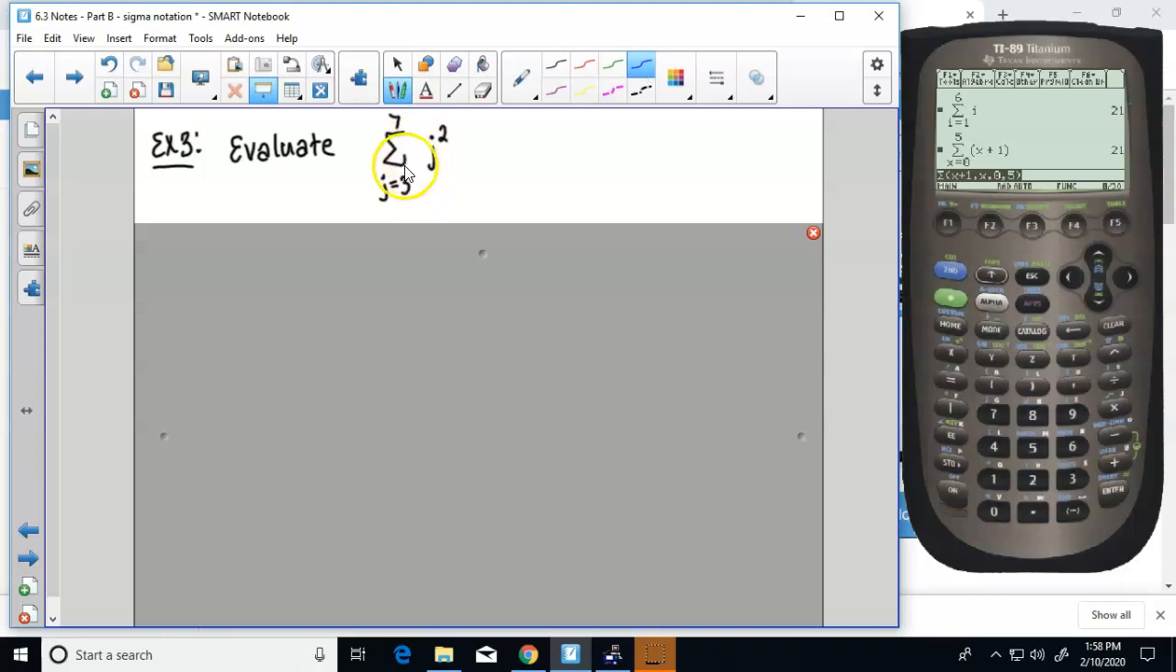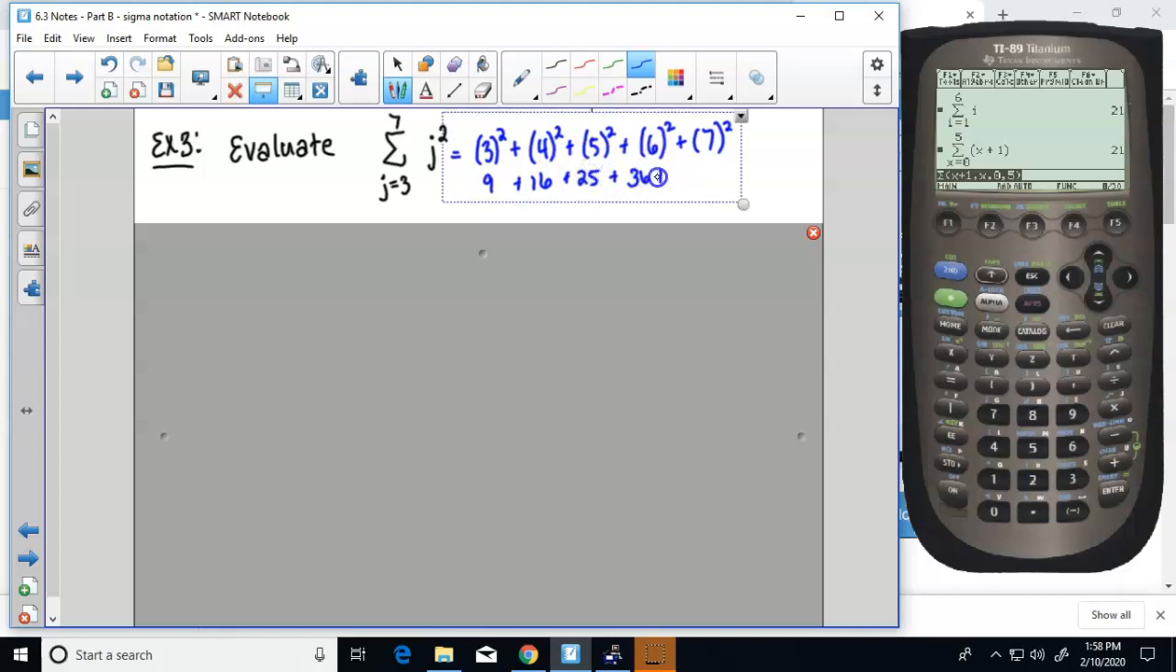So for this one, we've got the sum from j equals 3 to 7 of j squared. The first number we would plug in would be 3. So we have 3 squared plus 4 squared plus 5 squared plus 6 squared plus 7 squared. And so 9 plus 16 plus 25 plus 36 plus 49.